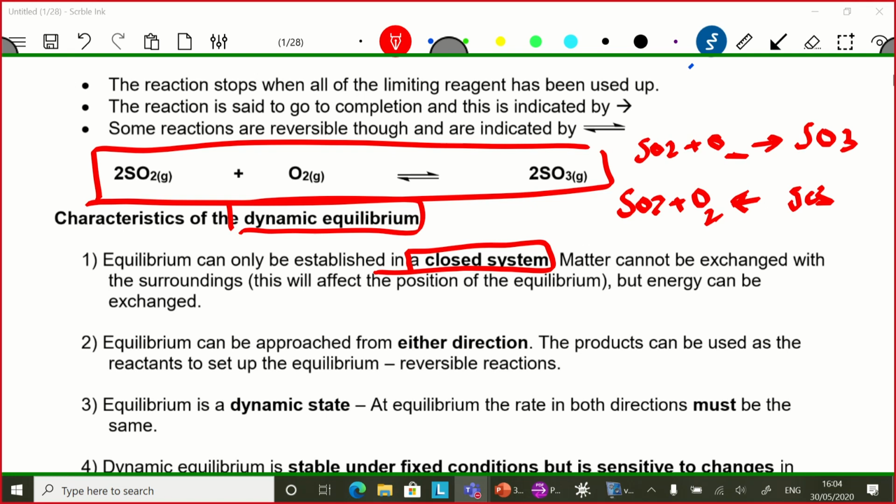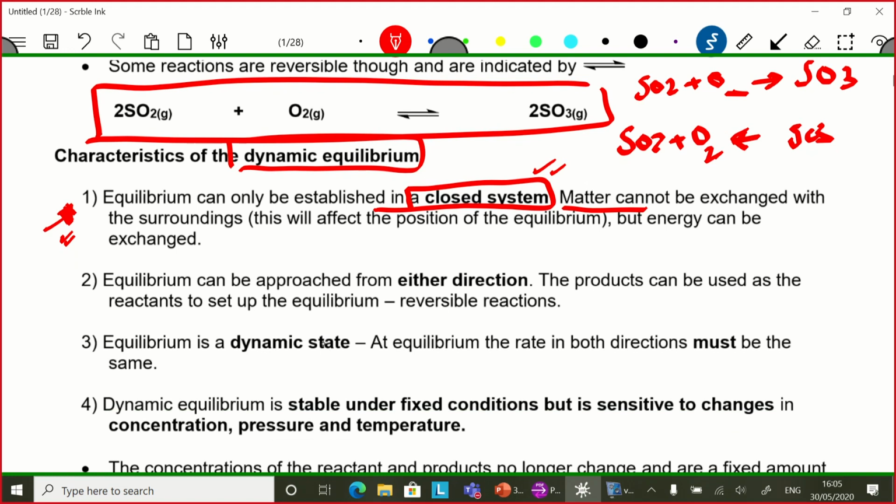Okay, so this is important. This is the first criterion when we talk about dynamic equilibrium. Equilibrium can only be established in a closed system. By closed system, we mean that there are no other chemicals that can get into the reaction mixture, and no chemical is leaving the reaction mixture, because if this happens, you're going to break the chemical equilibrium.